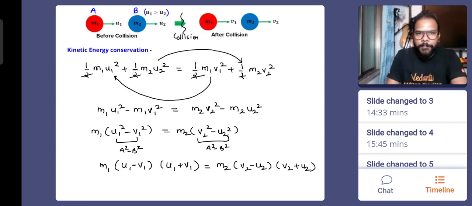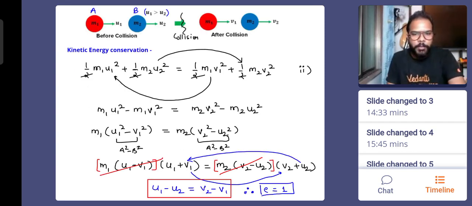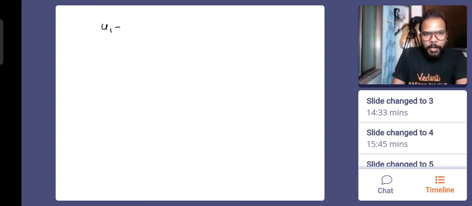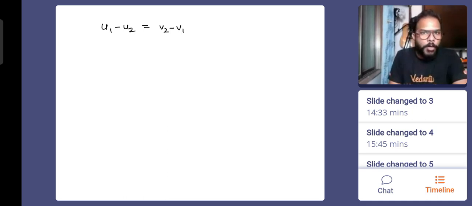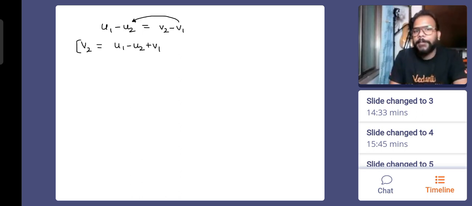of momentum as equation number 1. This is law of conservation of kinetic energy, equation number 2, and we proved that velocity of approach is equal to velocity of separation. From here, u1 minus u2 is equal to v2 minus v1. Now, what do I want to find? I want to find v1 and v2. So I'll do one thing. I will write v2 as u1 minus u2 plus v1, taking this v1 to the left hand side. So this is what I get, and I'm going to put this in equation number 1.